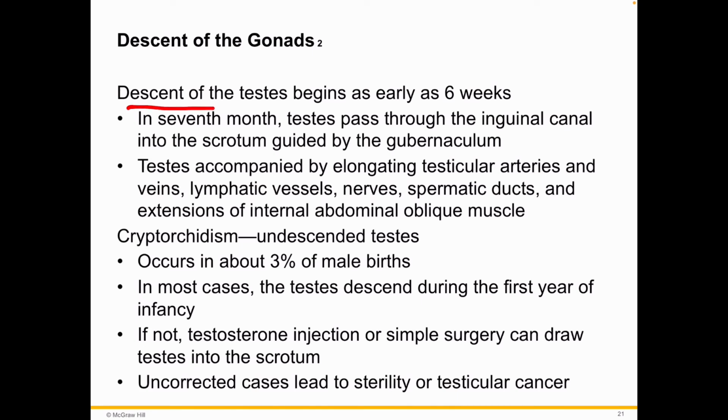Descent of the testes begins as early as 6 weeks, but really we're looking into the 3rd month for the most part. In the 7th month, the testes are going to pass through the inguinal canal into the scrotum, guided by the gubernaculum. The testes are accompanied by elongating testicular arteries, with a lot of blood processing in here, as well as the veins, lymphatic vessels, and nerves that also run in bundles. There are also spermatic ducts and extensions of the internal abdominal oblique muscles. We'll look at some interesting muscles in there in a little bit.